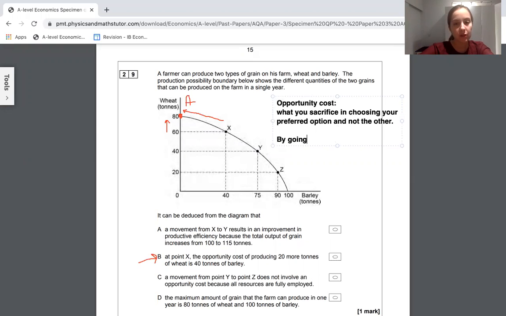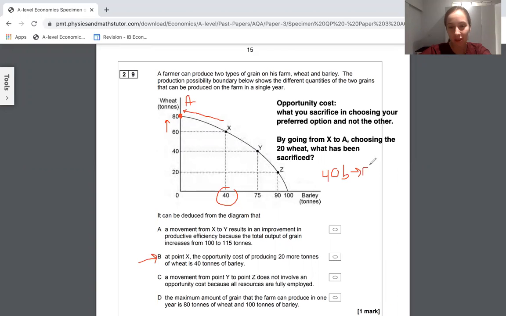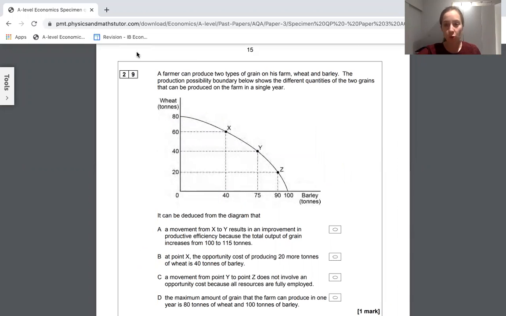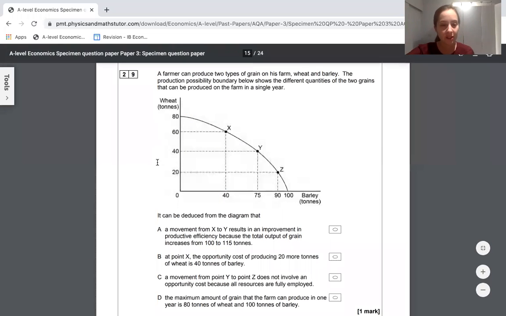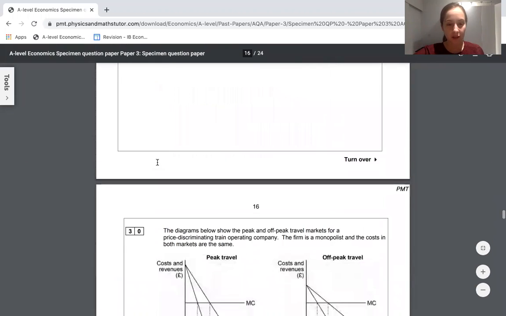Right, so by going from X to A, so choosing the 20 wheat, what has been sacrificed? If you look here, the company could previously make 40 barley, and now they make 0 barley. So they've sacrificed 40 barley. So B is the answer. If you'd like more information on that, look at the solutions. Hopefully that explains that really clearly.